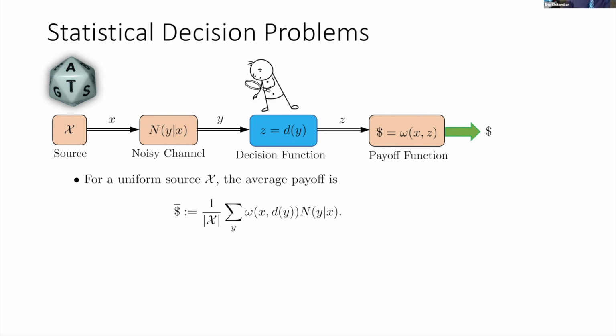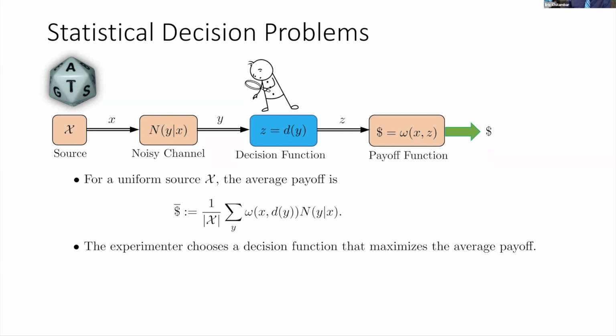So if your source is uniform, and for simplicity, let's just assume that it's a finite outcome source, then the average payoff is just given by 1 over the number of outcomes, and then the probability of you guessing Z and the output being X. Right, so you can kind of read this. X was converted into Y, and then your guess was Z. And then that's the payoff you get.